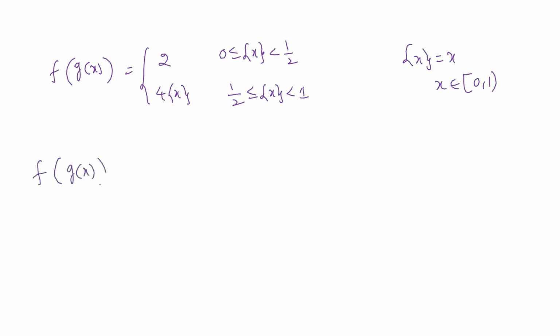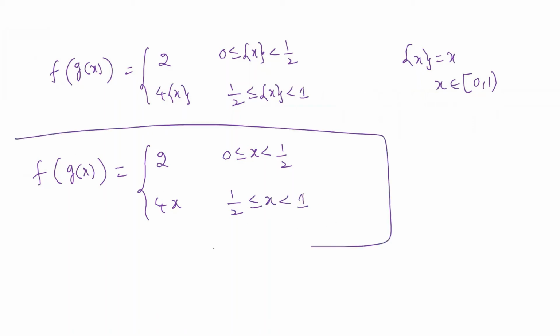So we are going to get your f of g of x function as 2 when 0 is less than or equal to x less than 1 by 2. And this is going to be simply 4x when 1 by 2 is less than or equal to x less than 1. So ultimately, this is what the composite function f of g of x is going to come to when we are talking about x between 0 to 1.